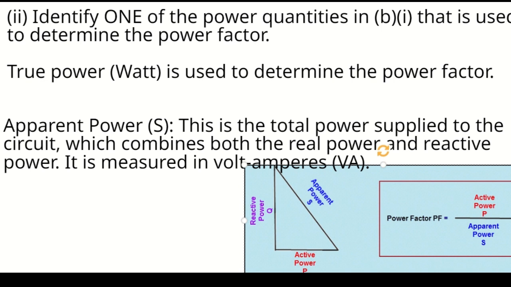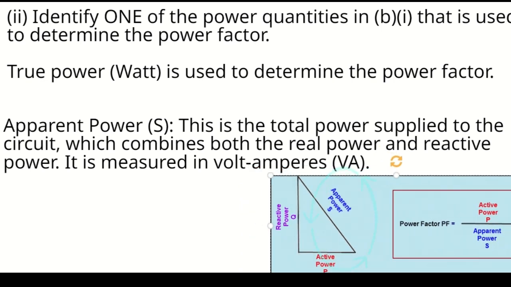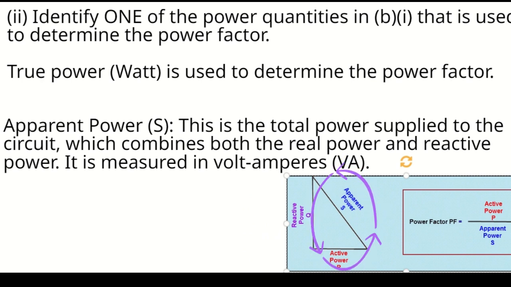So in order for you to calculate power factor, it is active power, which is true power, divided by the apparent power. Right? So we could use any one of these based on what the question asks. The question asks to identify one power quantity that is used to determine power factor. So we could use the true power or we could use the apparent power. Right?